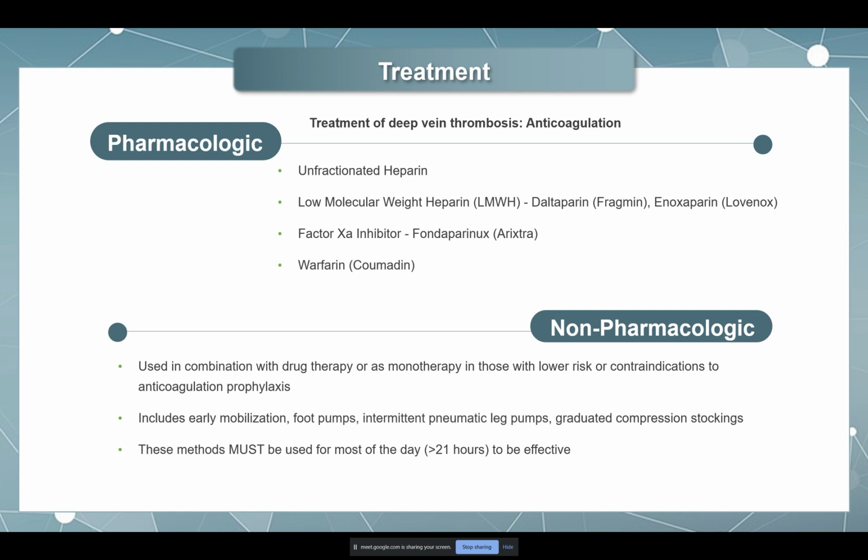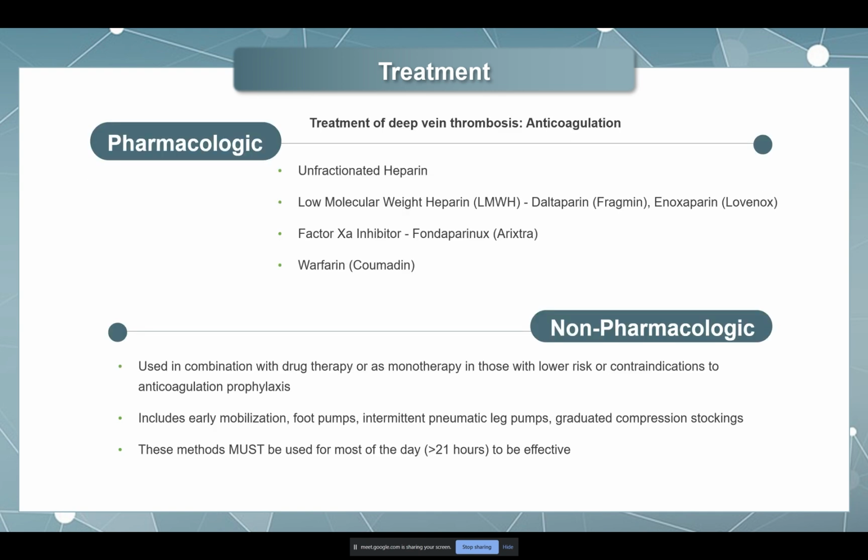Non-pharmacologic is used in combination with drug therapy or as monotherapy in those with low risk or contraindication to anticoagulation prophylaxis. It includes early mobilization, foot pump, intermittent pneumatic leg pump, and graduated compression stocking. So this method must be used for most of the day, for more than 24 hours, to be effective.